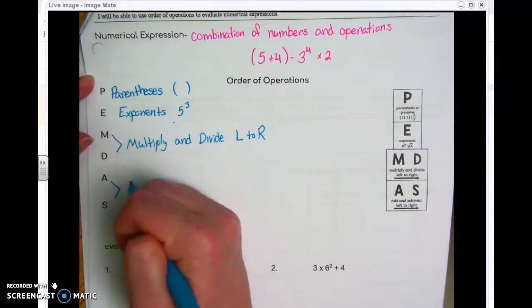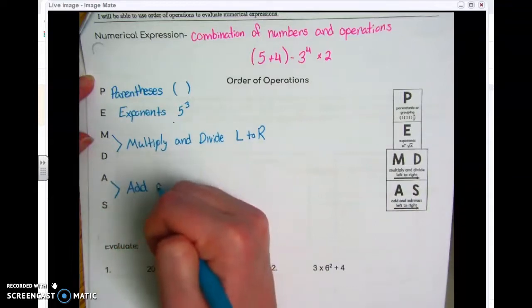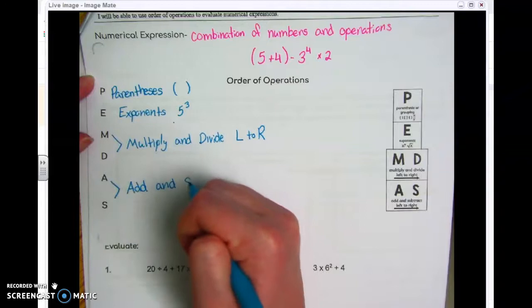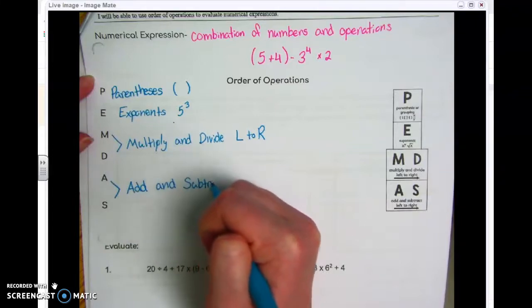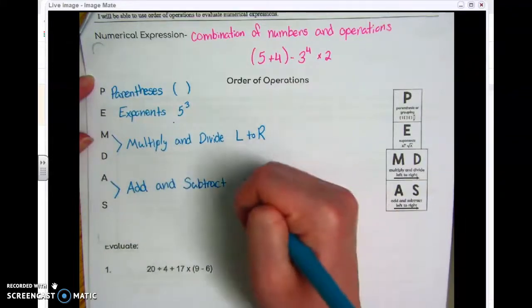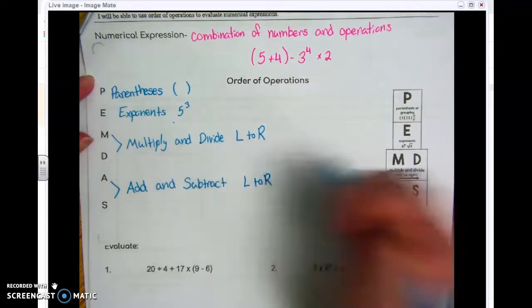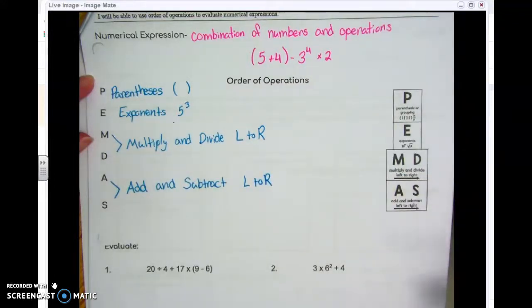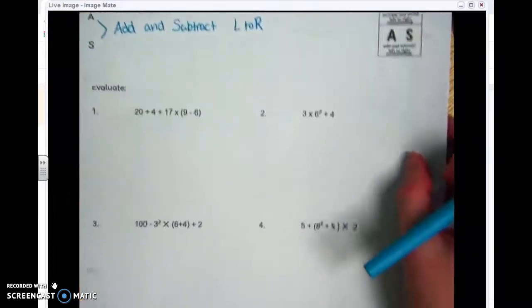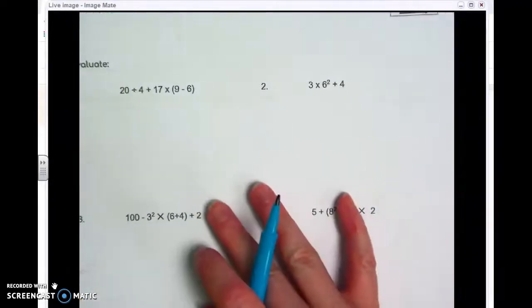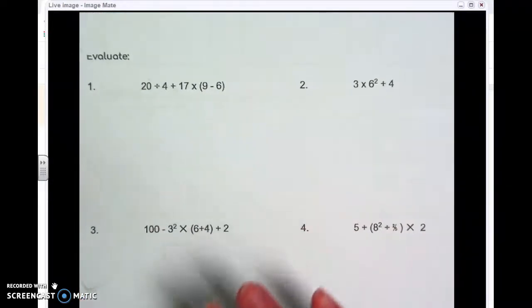Okay. Add and subtract work the same way. Okay, they're kind of on that same level, so you're going to work left to right. Okay, you do have this nice little visual over there to help you out. Okay, so let's do a couple example problems. Okay, evaluate just means we're going to solve them.